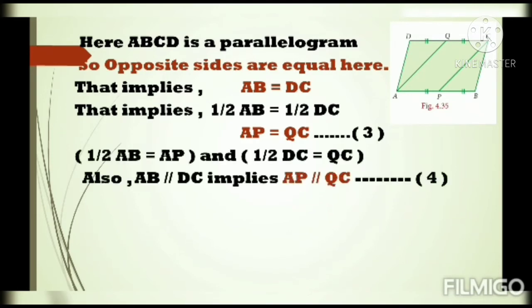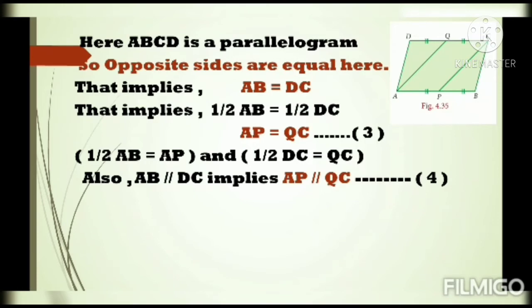Also AB is parallel to DC, isn't it? AB and DC are the opposite sides of the parallelogram ABCD. The parallelogram's opposite sides are equal and also parallel. So, AB and DC are equal and parallel. So, AB is parallel to DC.